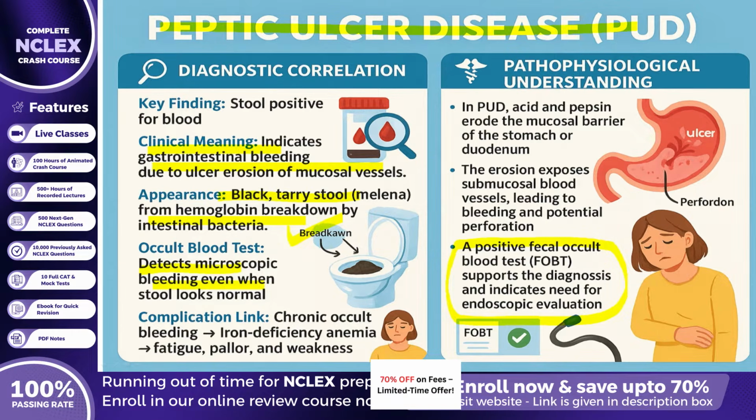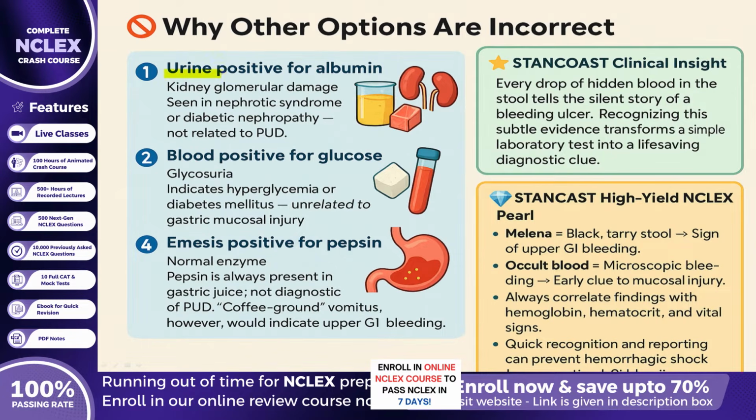Turning now to the incorrect options, let us analyze why they do not align with the pathophysiology of peptic ulcer disease. To begin with, option 1, urine positive for albumin, reflects renal glomerular injury, typically seen in nephrotic syndrome, hypertension, or diabetic nephropathy. Since the kidneys are unrelated to the gastric mucosa, this finding holds no diagnostic value for ulcers. Next, option 2, blood positive for glucose, indicates glycosuria, which occurs when blood glucose levels exceed the renal threshold, as seen in diabetes mellitus. Although stress can transiently elevate glucose, it does not suggest mucosal erosion or bleeding.